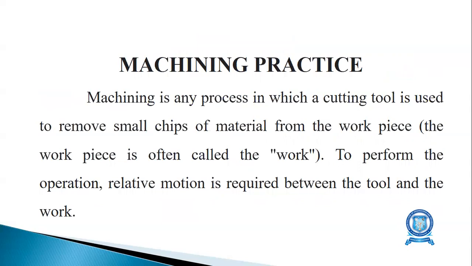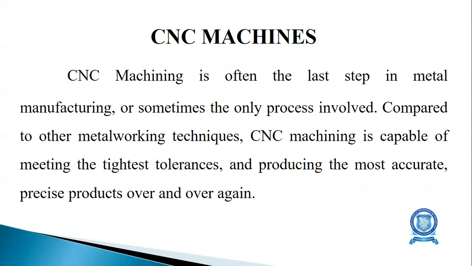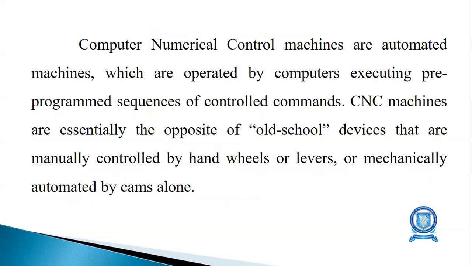Machining practice. Machining is a process in which a cutting tool is used to remove small strips of material from a workpiece. To perform the operation, relative motion is required between the tool and the work. CNC machines. A CNC machine is often the last step in metal manufacturing or sometimes the only process involved. Compared to other metalworking techniques, the CNC machine is capable of meeting the tightest tolerances and producing the most accurate, precise products over and over again.